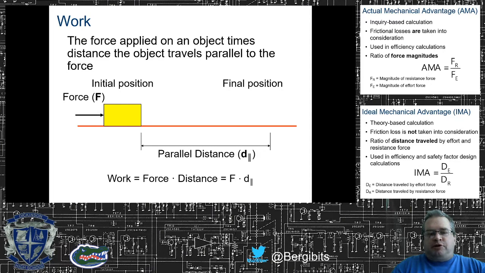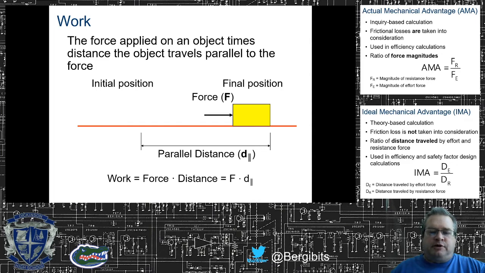Alright, so we want to know how much work a machine can produce. So we're going to take all these calculations we're doing in this lesson and determine the amount of work that a machine can produce. So, a simple demonstration. The initial position and the final position: a force pushes the yellow crate across the plane, and the formula we're going to use is at the bottom there: force times distance equals work.